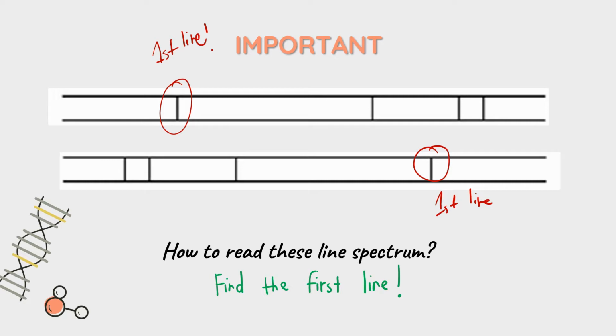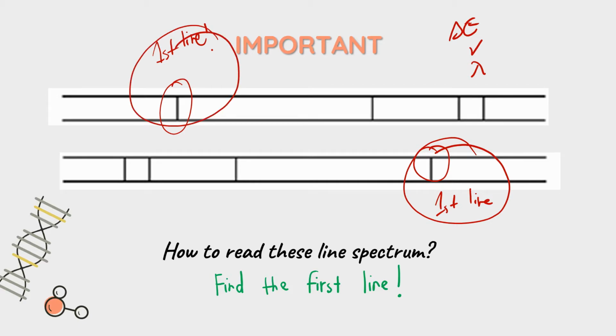So in order to solve the problem, whether in finding the delta E, frequency, or lambda, the wavelength, later on, you must be able to find the first line in your line spectrum first. So finding the first line in the line spectrum is very important. You may use this skill to find the first line in the spectrum given to you later.